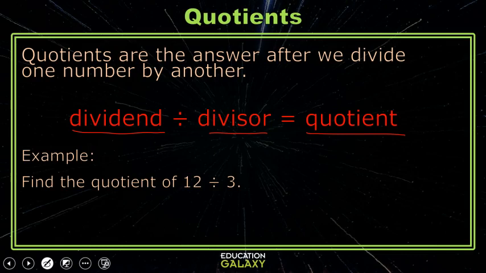Well, if we use our fact families, we can write a related multiplication fact of 3 times what is equal to 12. But we know 3 times 4 equals 12, so that means our quotient is 4.